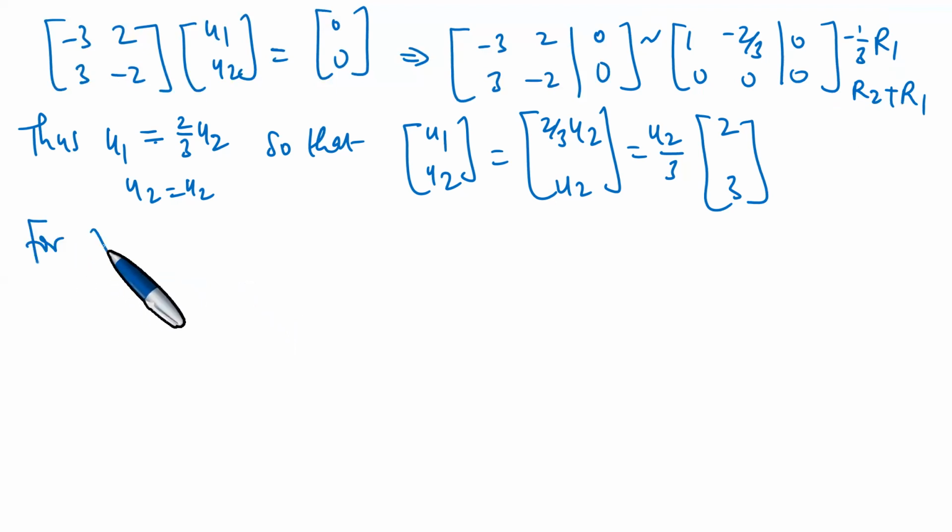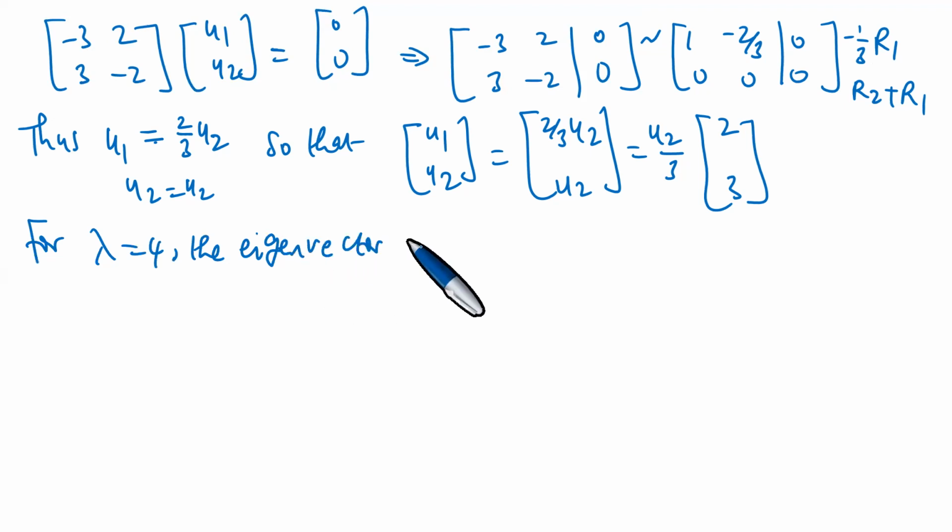For lambda equals 4, the eigenvector, what is it? Okay, the eigenvector, you can call it, normally we give it the name big U, vector U. Call it vector U1, which is 2 and 3.